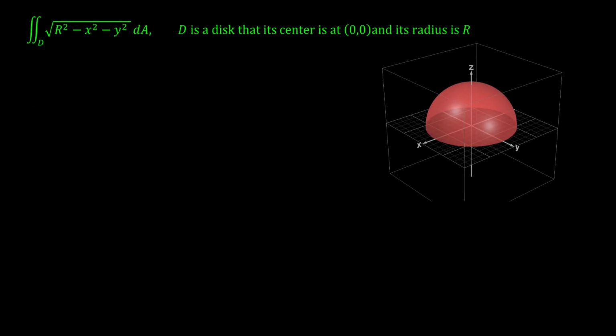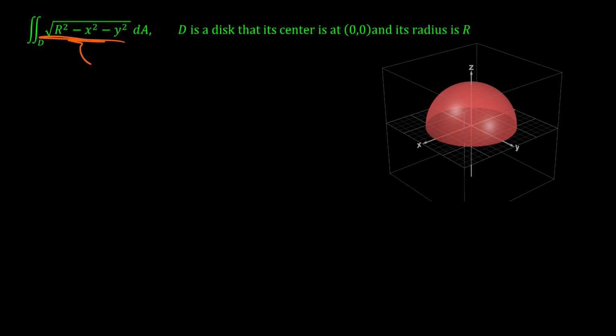Now look at this example. We want to find the double integral of the function square root of r to the 2 minus x to the 2 minus y to the 2 dA over region D, which is a disk. Its center is at 0, 0, and its radius is r.